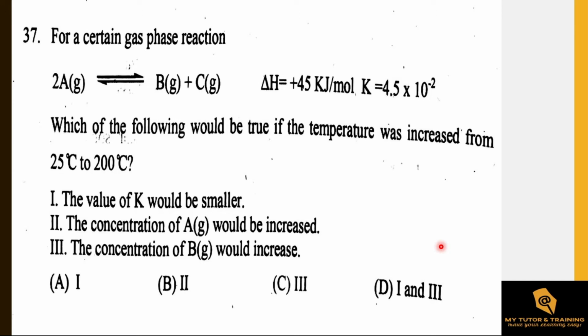For a certain gas phase reaction, 2A(g) into B(g) and C(g), delta H is positive. K is 4.5 times 10 to the power of minus 2. Which of the following would be true if the temperature was raised from 25 to 200 degrees Celsius?